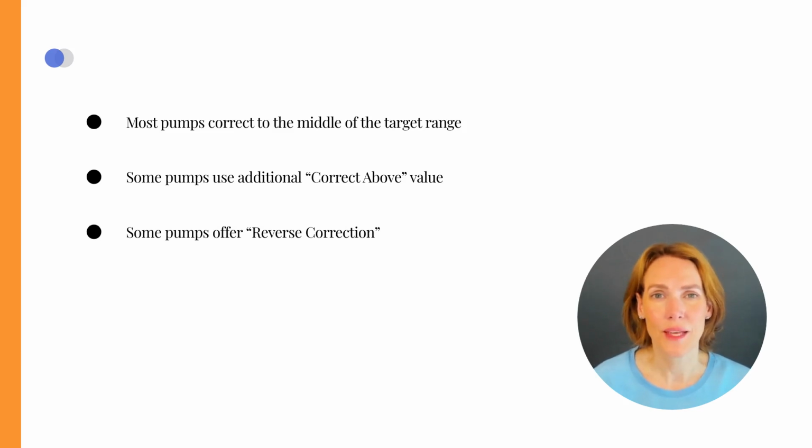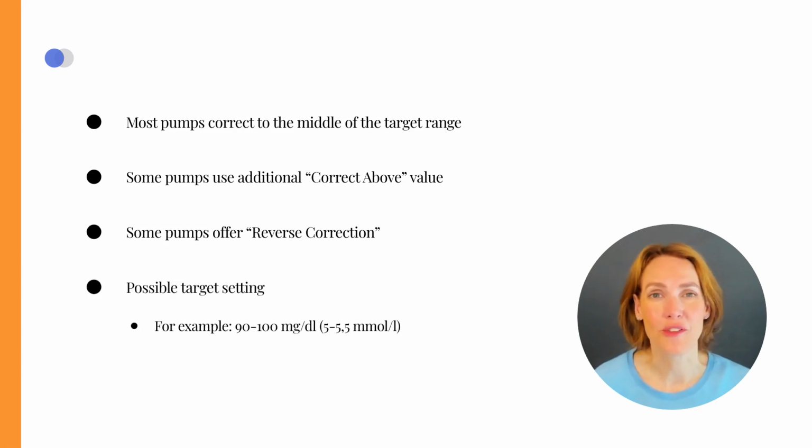It is generally recommended to set a fixed target value or a target range of 90 to 100 mg per deciliter, 5 to 5.5 millimole per liter. However, this should be individualized.